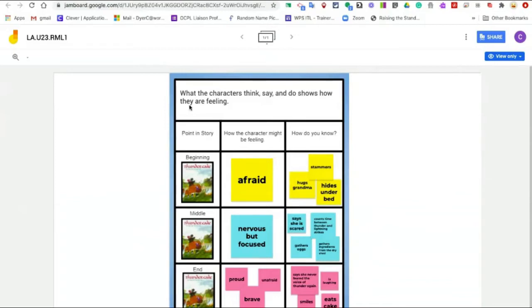So we'll notice that this one says, what the characters think, say, and do shows how they're feeling. So as the students and the teachers are working with the books and they're coming up with all of these answers and having conversation and working together, they then can use that when they're in that independent reading on Myon. They can apply these strategies and then they themselves start to think, why are these characters saying this? Why are these characters doing this? So that's when we're doing our reading mini lessons.